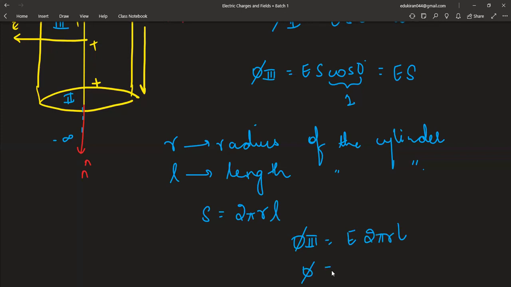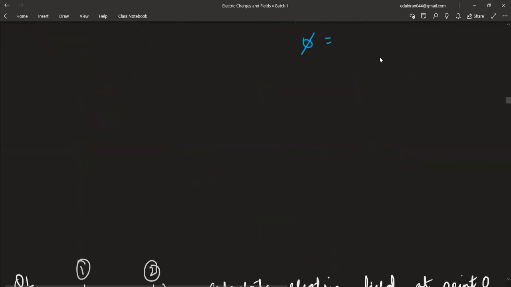One more definition of flux we have, if the charge is Q. Can anyone tell? If charge is Q, what would be the flux? Yes, class? Q by epsilon naught. Very good one. This is your Gauss theorem. This would be Q divided by epsilon naught. Why? This is from your Gauss's law.